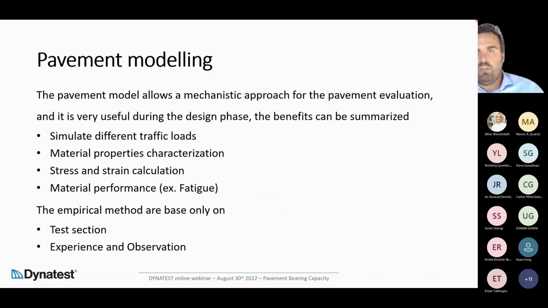The pavement model allows a mechanistic approach for the pavement evaluation. And this is very useful during the design phase because we can simulate the traffic loads, so we can induce in the pavement exactly the real traffic the pavement will receive during its life. We can characterize the material properties of each layer, and we can calculate stress and strain. So in each point of the pavement, using different methods, we are able to calculate stress and strain. And of course, we can assume some material performance, like fatigue load or decreasing load, that come from experience or the experimental side.